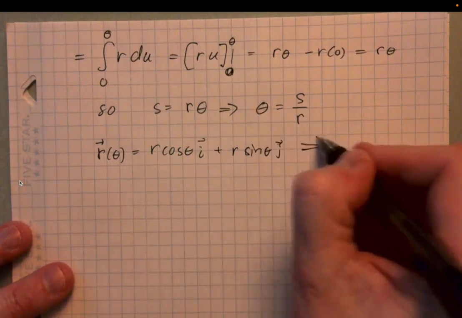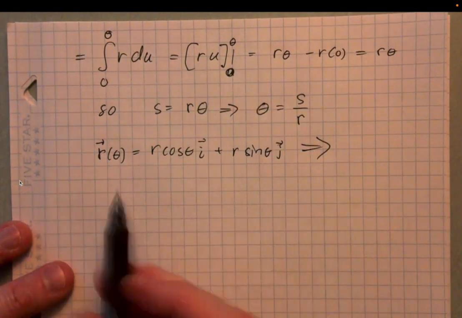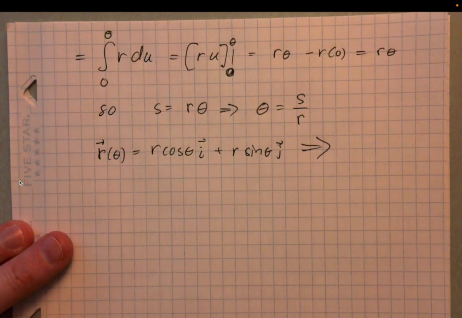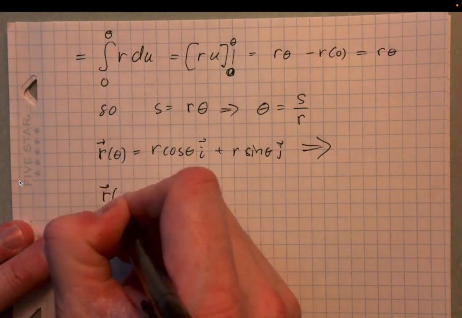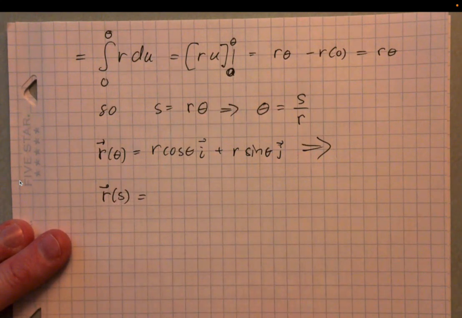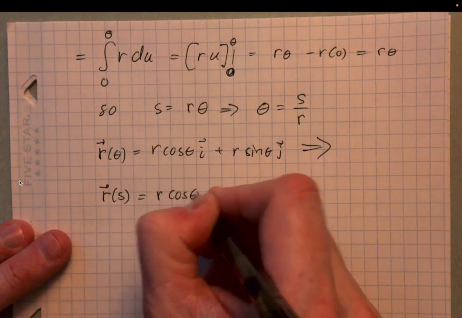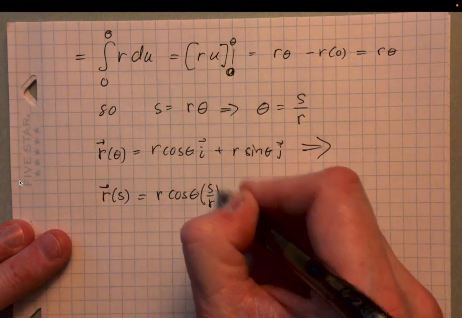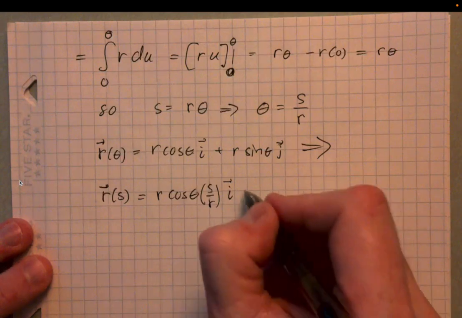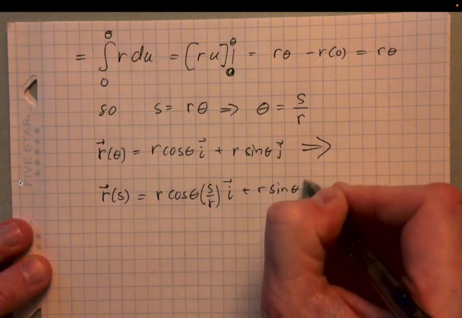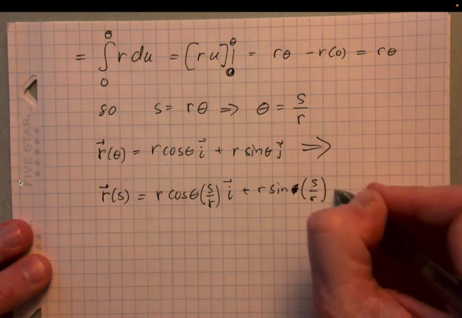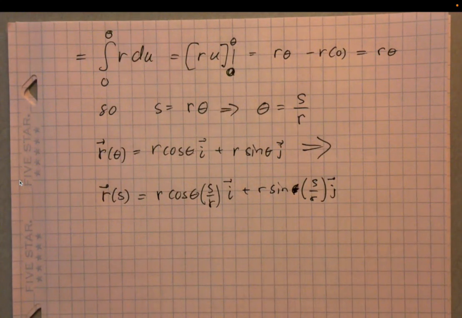Right, so what we can do is reparameterize this using the arc length. Instead, r as a function of s would be equal to r cos theta, and now instead of theta we're going to put in s over r, times i, plus r sine of s over r times j. Okay, so now we've got r written as a function of s.